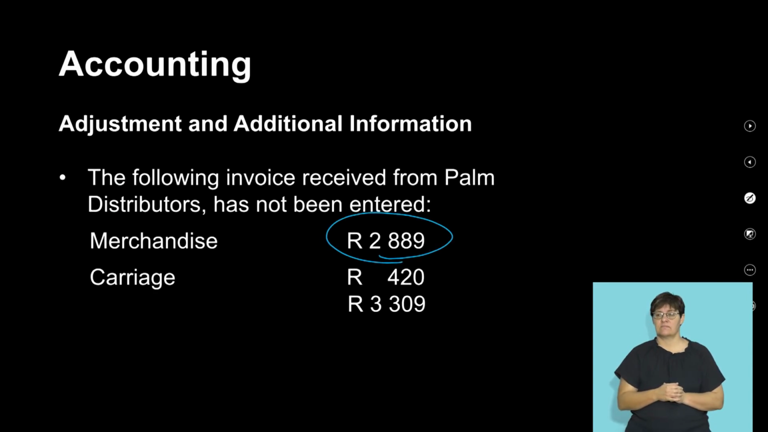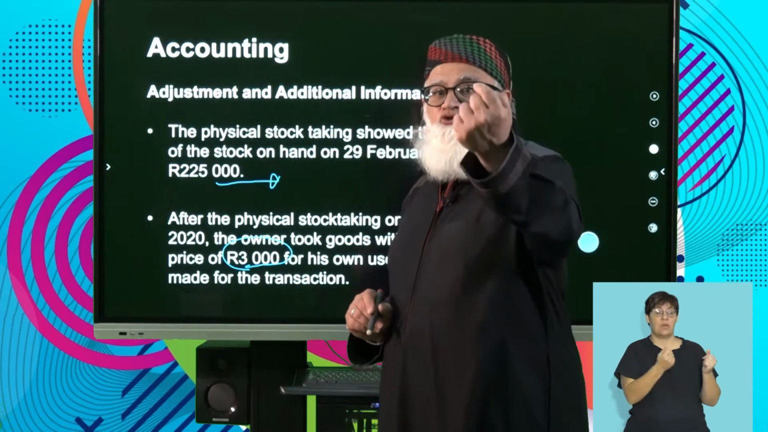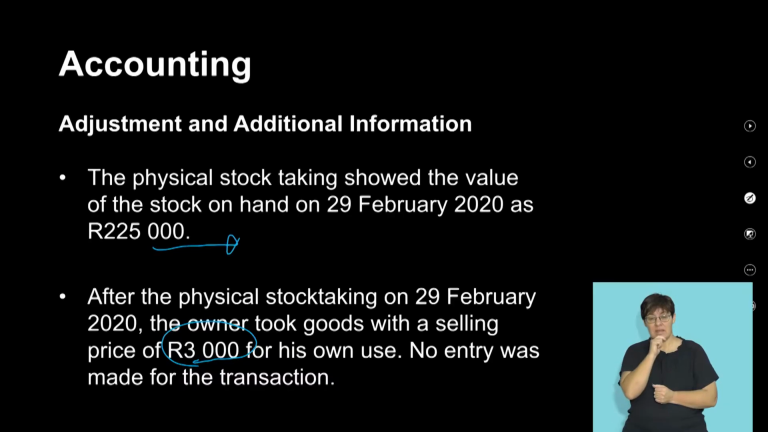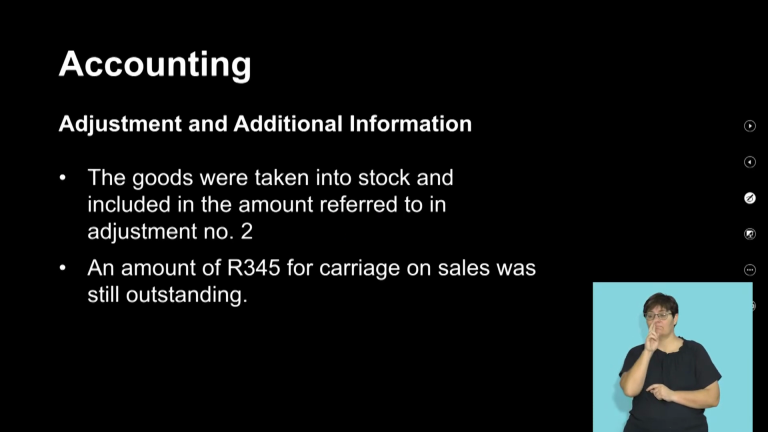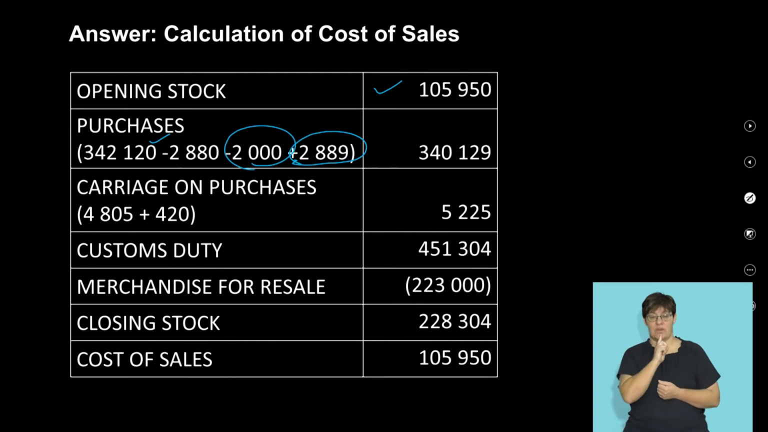Let's look at the other adjustment. There were goods with a selling price of 3,000 Rand taken by the owner for personal use. Now, because that was the selling price, you have to change it to your cost price. Once you determine your cost price, you will see it changes, and therefore you have to now enter the cost price of those goods, which is 2,000 Rand. Not the selling price, the cost price. The owner takes goods at cost. Okay.